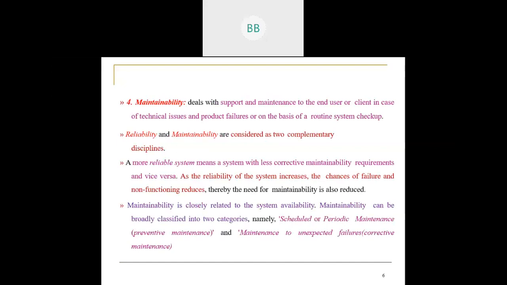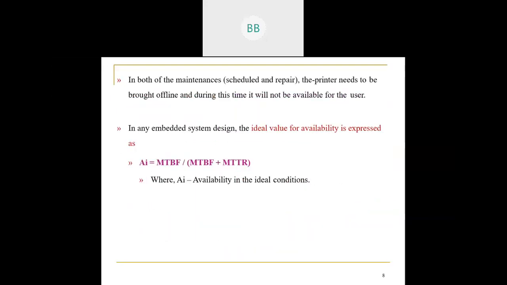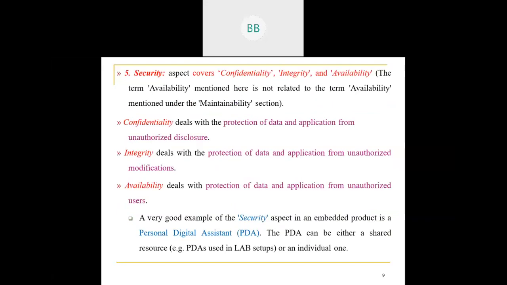Hence, maintainability also means availability and is defined in an ideal condition as MTBF divided by the summation of MTBF and MTTR. The next type of attributes are security and safety. Security here means securing the data or protecting the data in terms of confidentiality, integrity, and availability.